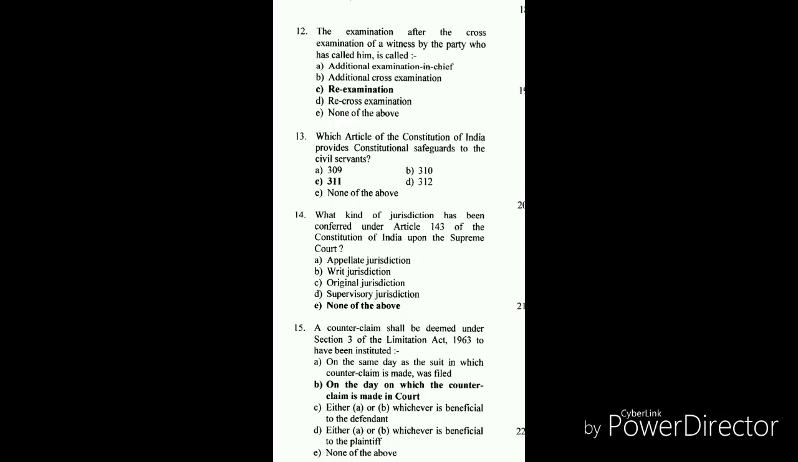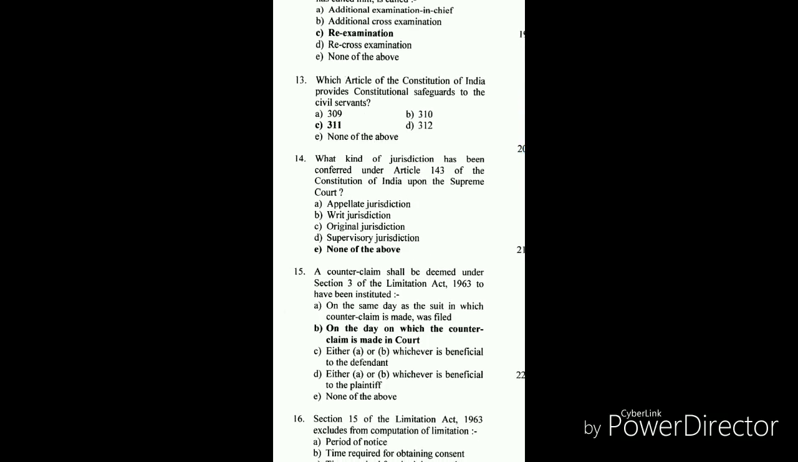Which article? Now the question regarding the Constitution of India. Which article of the Constitution of India provides a constitutional safeguard to the civil servants? Straightaway, these are number-based questions. So, Article 311.